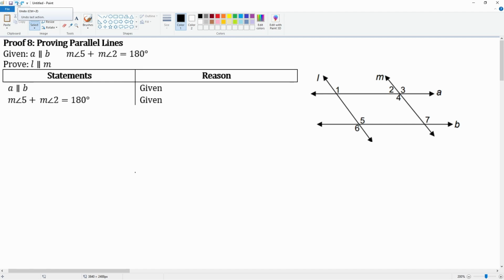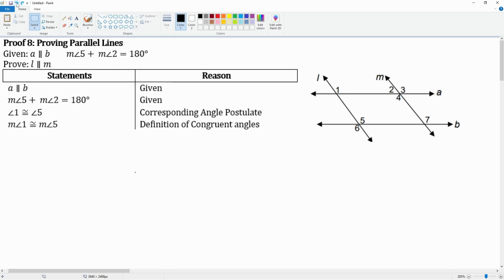So here I will start by getting a relationship between 1 and 5. So I can say angle 1 is congruent to angle 5, and that is because of corresponding. I know that because A is parallel to B. I don't like just the shape. I would rather have the measurement. So I have to bring it back. I have to bring it to algebra by using the definition of the congruent angles.